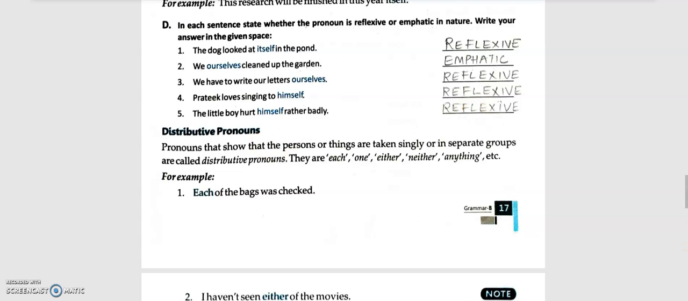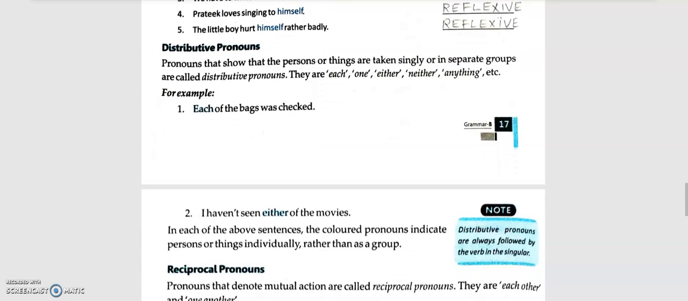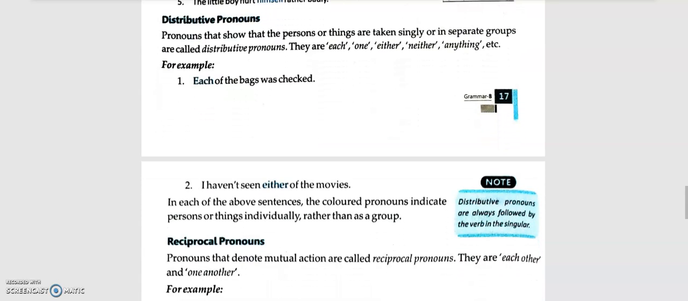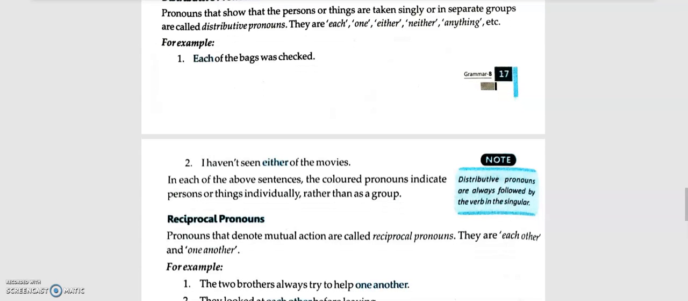Now distributive pronoun. What is distributive? Pronouns that show that the person or things are taken singly in separate groups. Okay. Now when we have different things or people and then we take them in single groups, that is separately. Now they are each, one, either, neither, anything. Each one, everyone, one of them, none of them. Words like this show distribution. For example, each of the bags was checked. Each bag, okay, maybe there are 10 bags, so each one of them was checked.